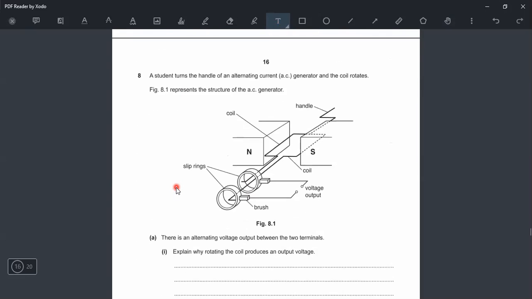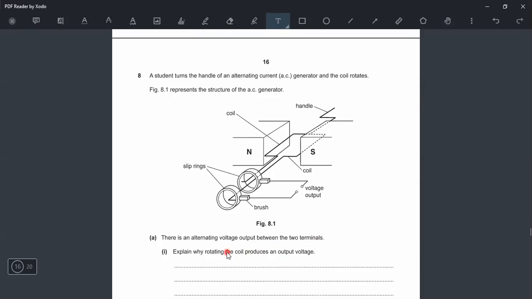Next up. The student turns the handle of an alternating generator and the coil rotates. Figure 8.1 represents the structure of the AC generator. So here's the coil. Remember, the generator is when we spin a coil inside a magnetic field, or we move a wire through a magnetic field. And as the wire cuts through the field, you induce a current or a voltage or an EMF across the coil. There's an alternating voltage output between the two terminals.